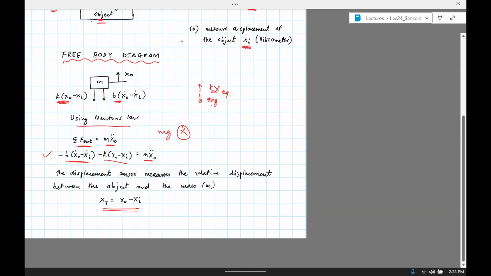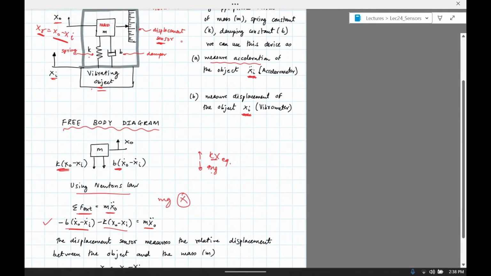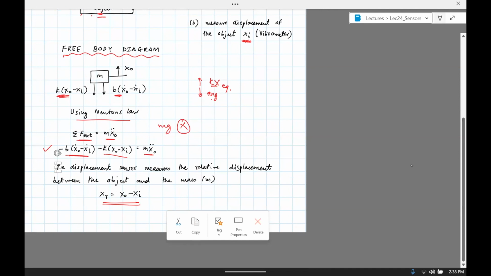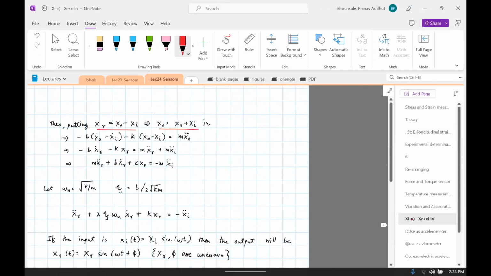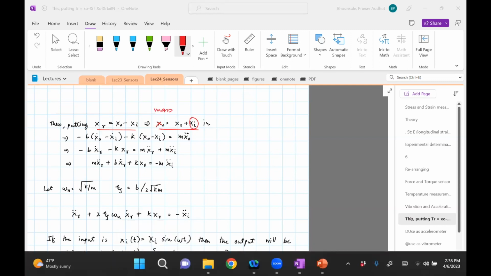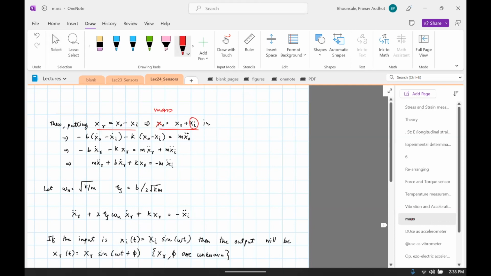We can now write the relative motion of the mass with respect to the object. It will be XO minus XI, which is XR. We can write the same thing as XO equals XR plus XI. In other words, I'm trying to eliminate XO. Remember, XI is the motion of the object which we need to measure, and XO is that of the mass in the setup. Here I'm replacing XO with XR plus XI, so this expression will now have only XR, and there will be an XI left over. This is the simplified expression for the displacement only in terms of XR, XI, and constants.